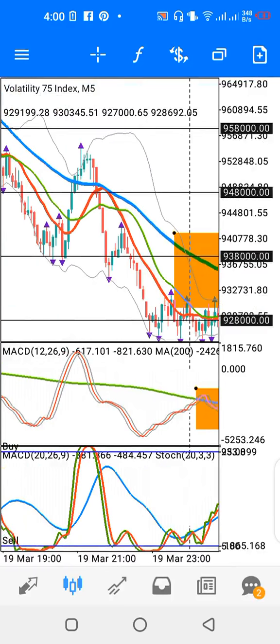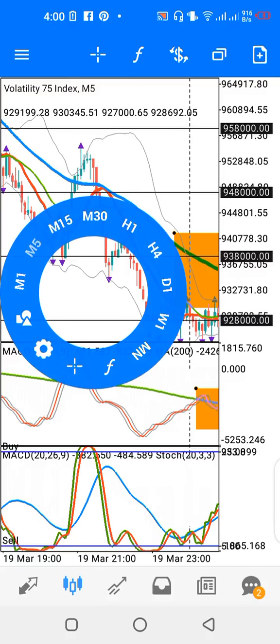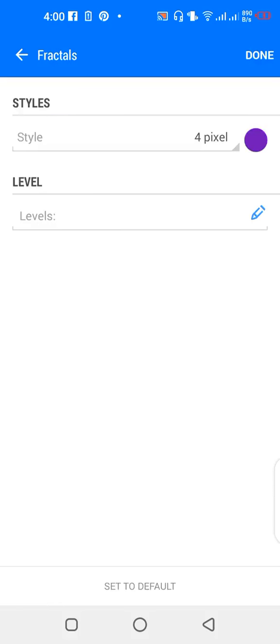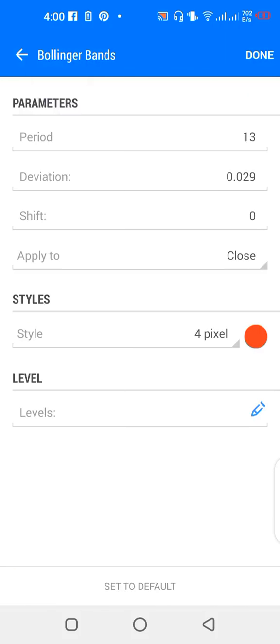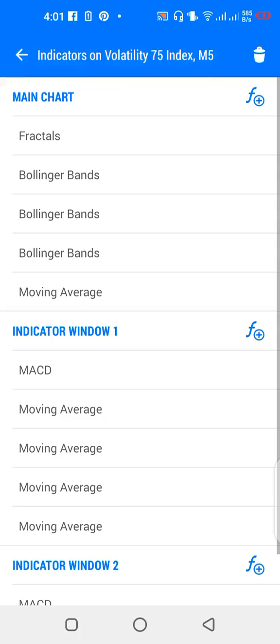Let's first of all look at the parameters for the indicators on the main window. I have fractals, Bollinger Bands. The period is 13, deviation is 0.029, shift is 0, apply to close, and the color is red. Then I have another Bollinger Bands. The period is 50, deviation is 0.019, shift is 0, apply to close, and the color is blue.